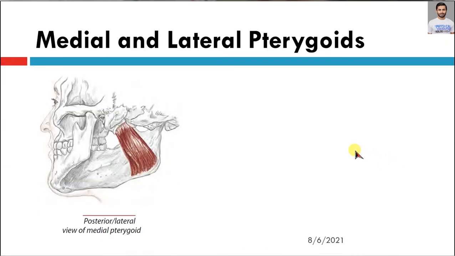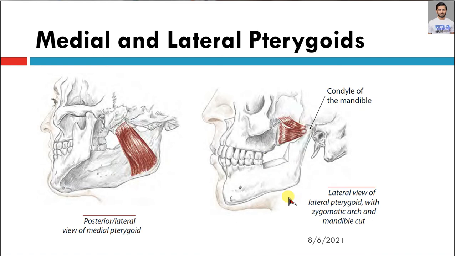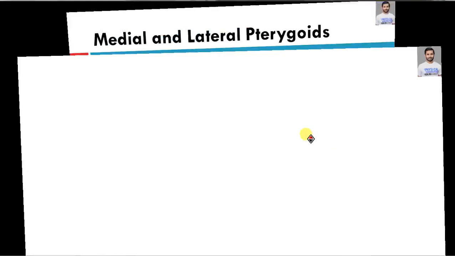Then the medial and lateral pterygoid, these muscles are on the deeper or inner side of the mandible, and you can also see the zygomatic arch that is cut down to show you the lateral and medial pterygoid.